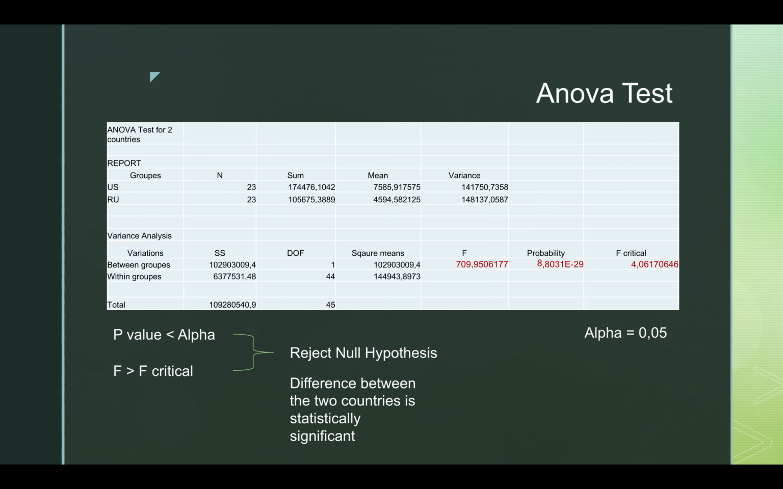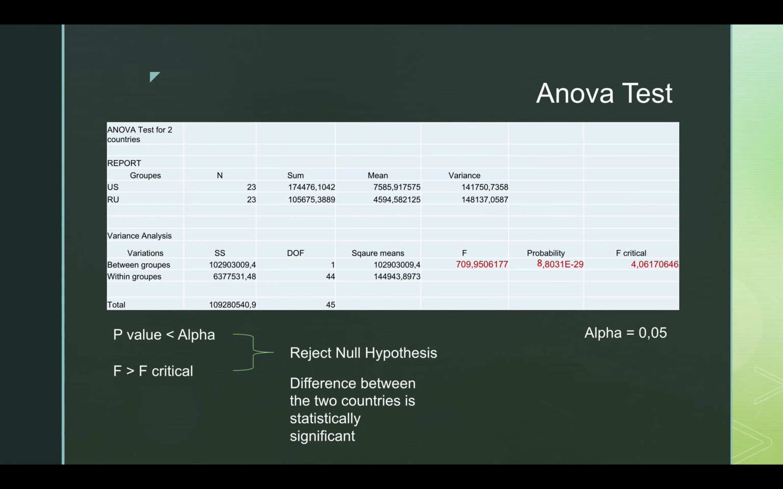Then we can suppose an intermediate coefficient of determination, because there is no clear correlation between the two variables. So to make sure about the hypothesis, we performed an ANOVA test using an alpha value of 0.05. We can see that the p-value is less than alpha and F is greater than F critical, so we reject the null hypothesis, meaning the difference between the two countries is statistically significant. The result is expected, as the sets of data come from different populations and countries.